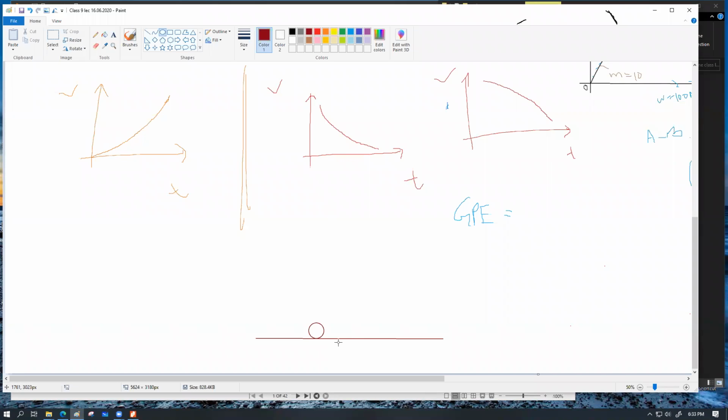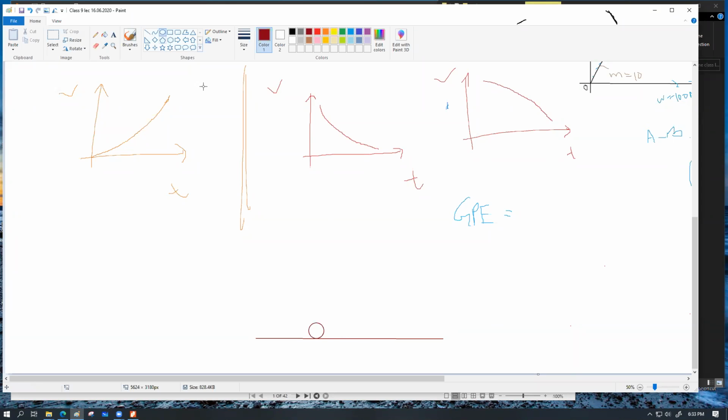We would say that with respect to the Earth surface, this object has zero GPE because it is currently on the Earth. The Earth is pulling it down, and the ground is pushing it up. So the resultant force on the object is zero. So the object cannot penetrate into the Earth. So it is practically steady there.